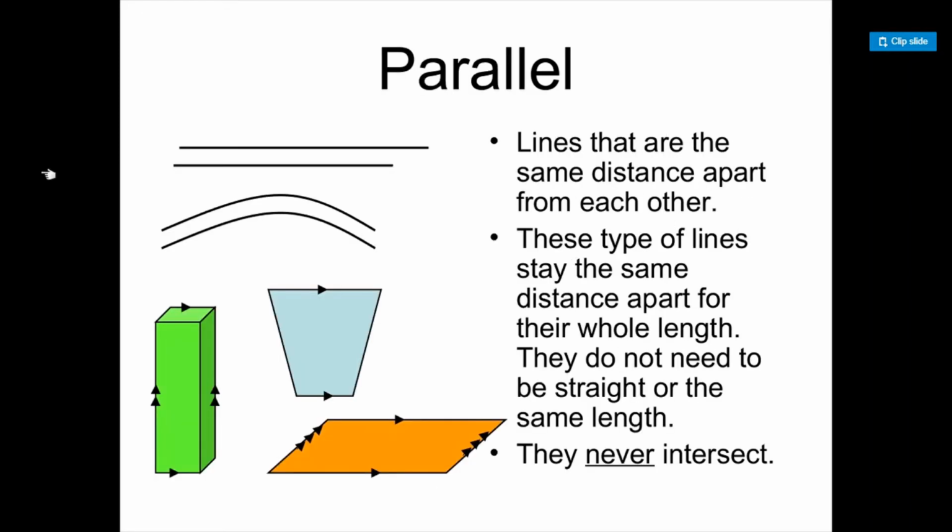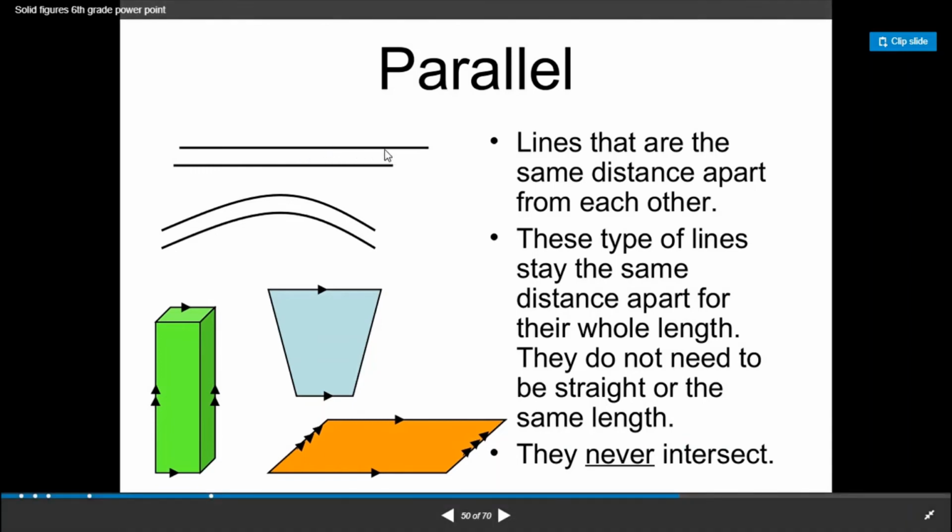Parallel lines are lines that are the same distance apart from each other. This type of lines stays the same distance apart for the whole length. They do not need to be straight or of the same length. They never intersect. So always remember that parallel lines are lines that do not meet or do not intersect one another. If we extend this one and we extend this one, these lines will not meet.